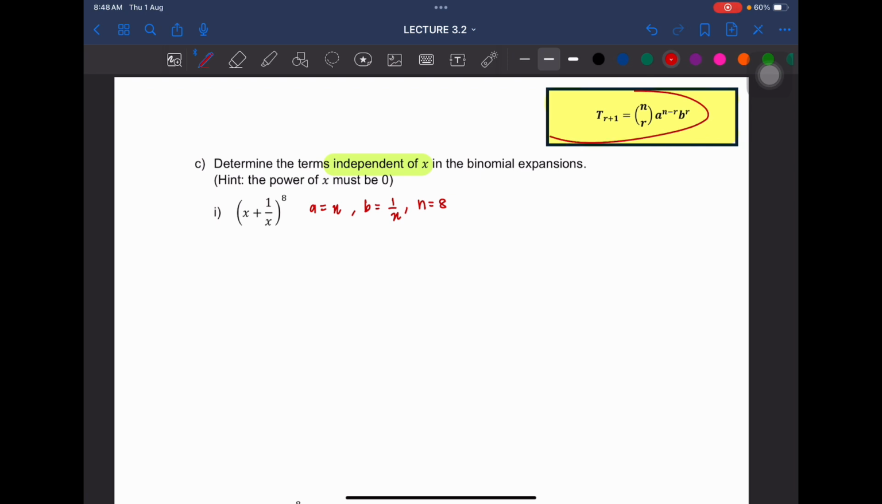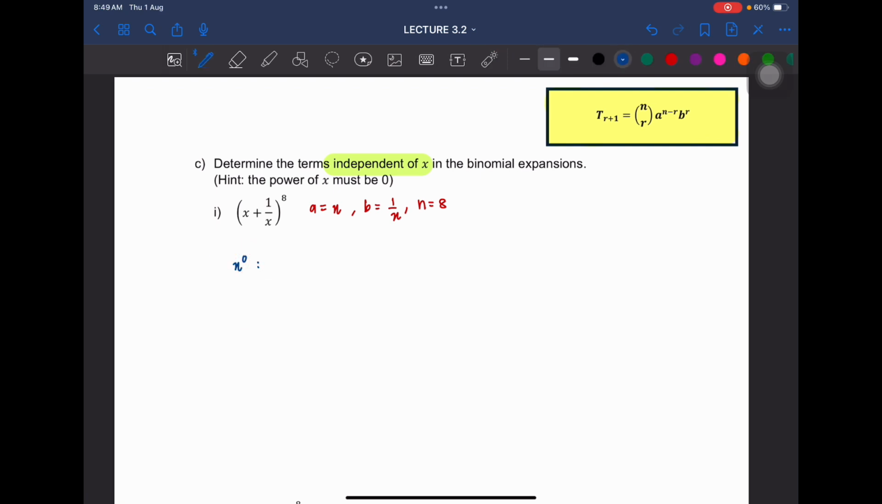Okay, so we're still going to use this formula, the term formula, because we need to find the specific term that doesn't have x. So you don't waste your time expanding one by one. Instead, we can just use this formula. So how do we make sure that our term is independent of x? We can simply make sure that our x is to the power of 0. We just need to find the term that has x to the power of 0. Why? Because x to the power of 0 is equal to 1. So there is no more x in your term.